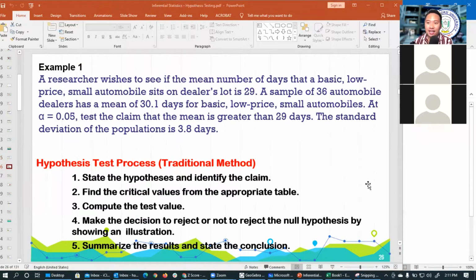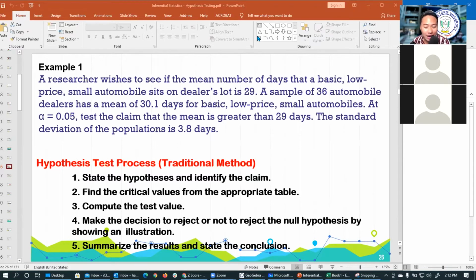I hope you can see the entire screen. A researcher wishes to see if the mean number of days that a basic low price small automobile sits on a dealer's lot is 29. A sample of 36 automobile dealers has a mean of 30.1 days for basic low price small automobiles. At alpha 0.05, test the claim that the mean is greater than 29 days. The standard deviation of the population is 3.8 days.